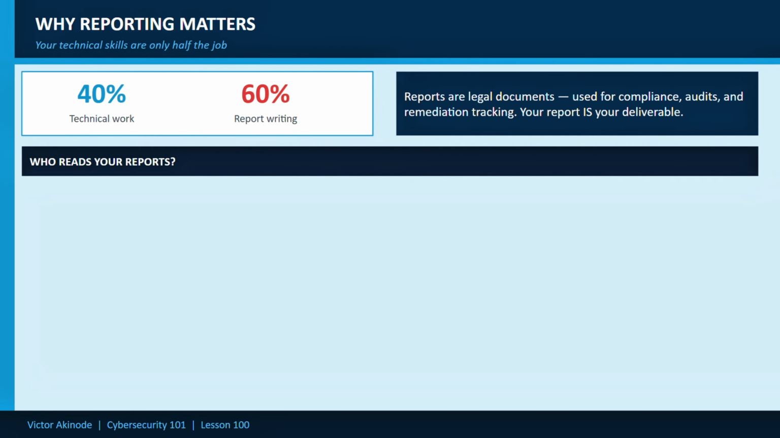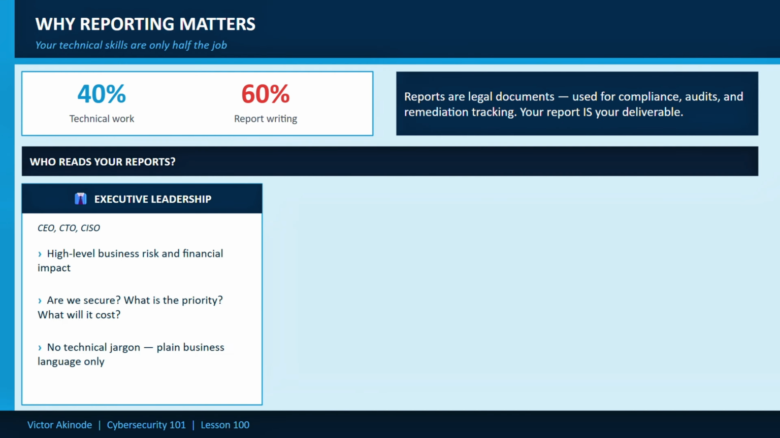Now, who reads your report? There are three different audiences that read your report. The first one is the executive leadership. This includes the likes of CEOs, CTOs, and CISOs, and they read it to know the high-level business risks and financial impact for the organization. They want to know if they are secure, what the priority is, and what is the cost. They don't understand technical jargon.